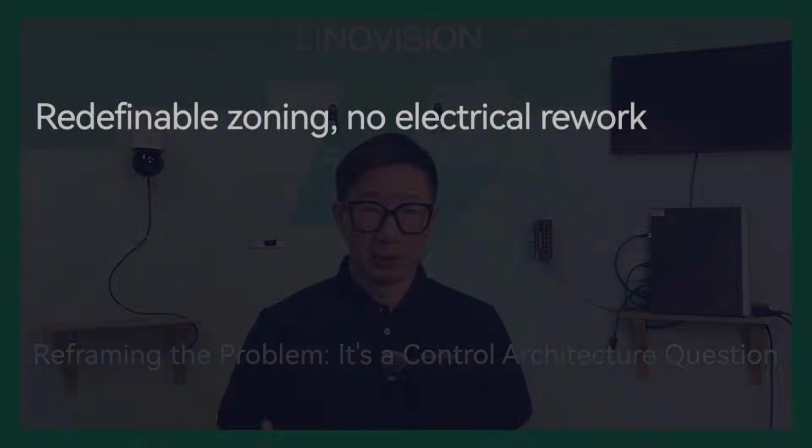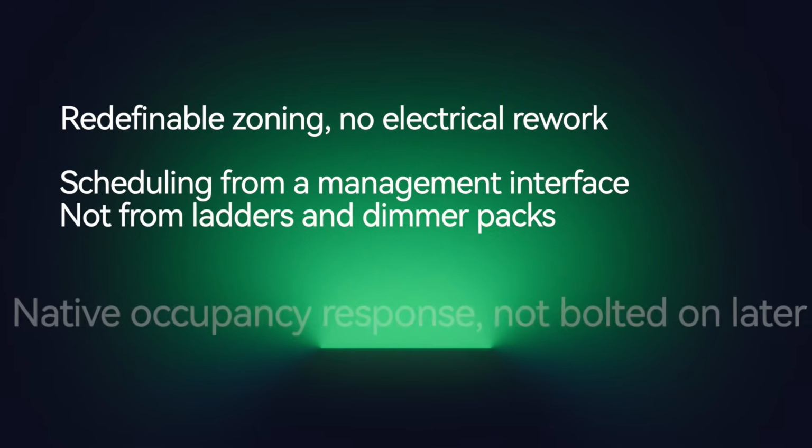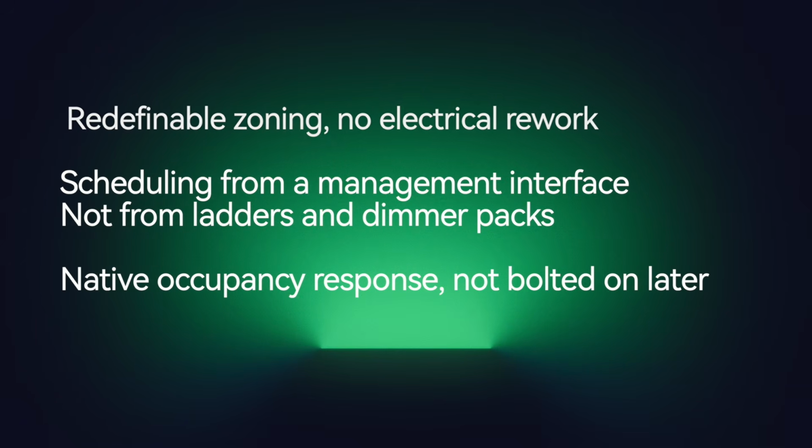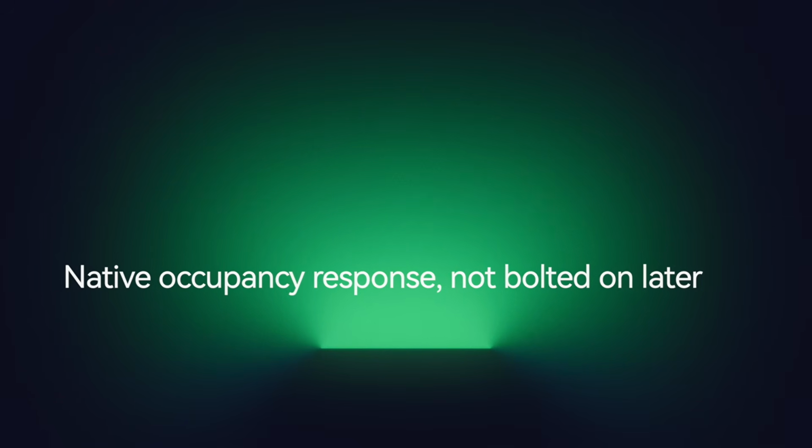What this customer actually needs: zoning that can be redefined without touching the electrical infrastructure, scheduling that can be updated from a management interface, so maintenance and troubleshooting don't require guesswork. When you list it out like that, you're not describing a lighting specification anymore. You're describing a network device management problem. And that's where PoE lighting starts to make a lot of sense.